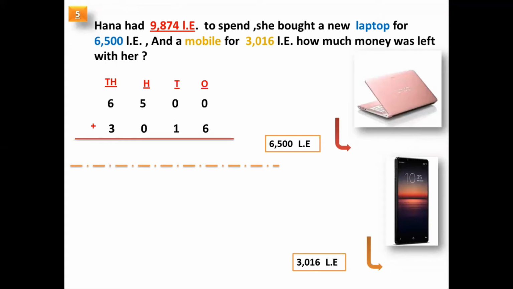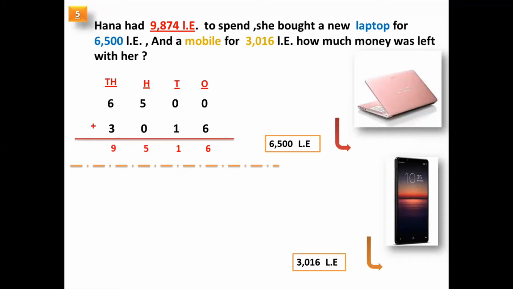Here in ones we have 0 and 6. 0 plus 6 equals 6. Let's move to tens place. We have here 0 and 1. 0 plus 1 equals 1. Let's move to hundreds. We have here 5 and 0. 5 plus 0 equals 5. Let's move to thousand. We have here 6 and 3. So 6 plus 3 equals 9.